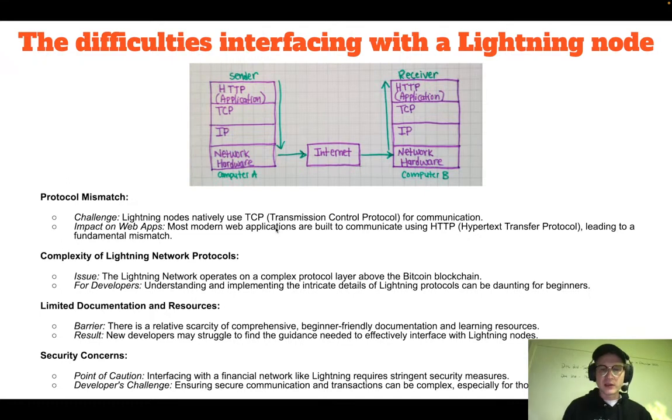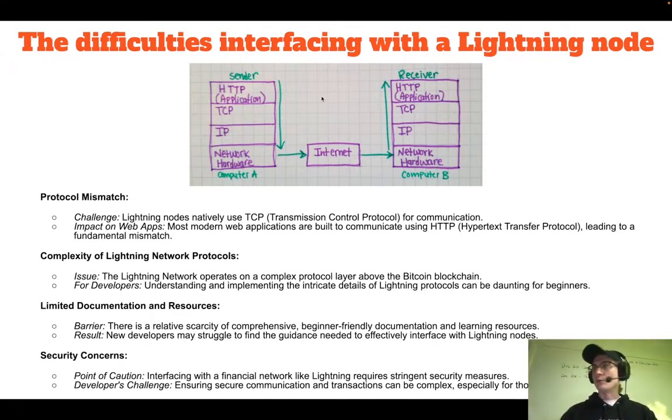Lightning nodes natively use TCP, which stands for Transmission Control Protocol, for communication. This is just a low-level protocol that's a part of the internet stack, right? Most modern web applications are built using HTTP or HTTPS, like our traditional API call flow. And this is a cool diagram that shows you where TCP is in the stack.